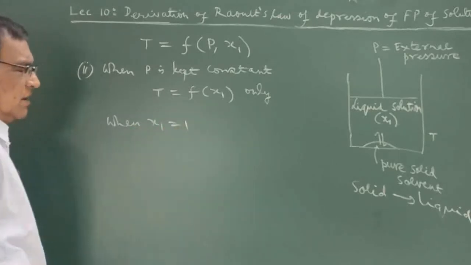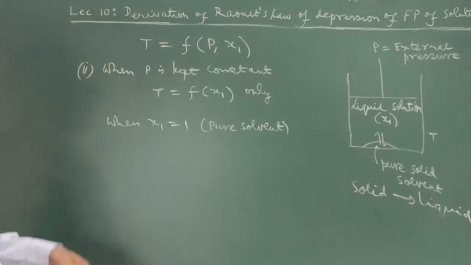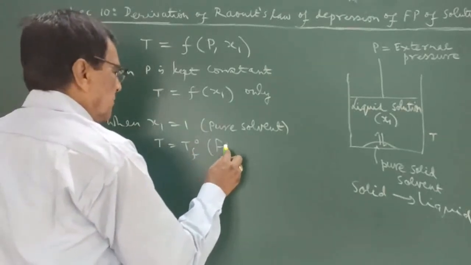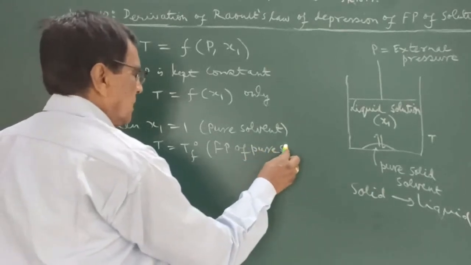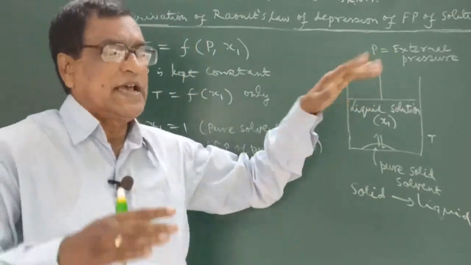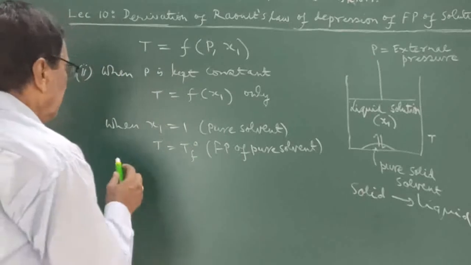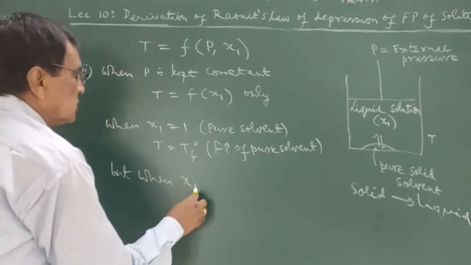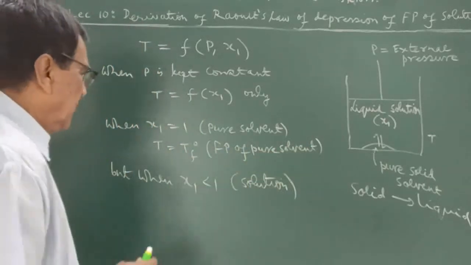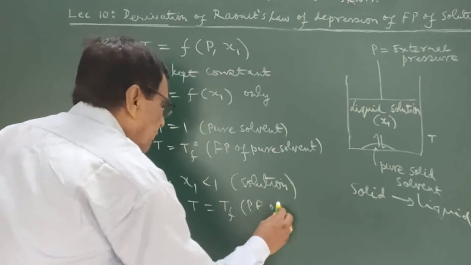When X1 equals 1, it means a pure solvent, and then T is called T_F^0. It is the freezing point of the pure solvent. And you know, whenever the pressure is kept at one atmosphere, this is called the normal freezing point of this pure solvent. But when X1 is less than 1, it is a solution, the solvent present in the solution, and in this case the equilibrium temperature is called T_F, the freezing point of the solution.